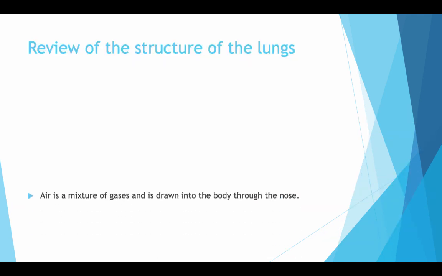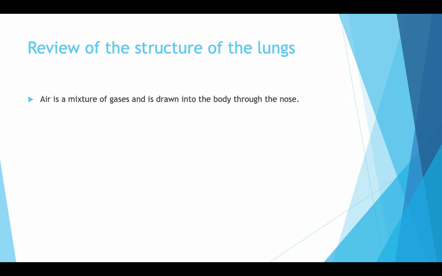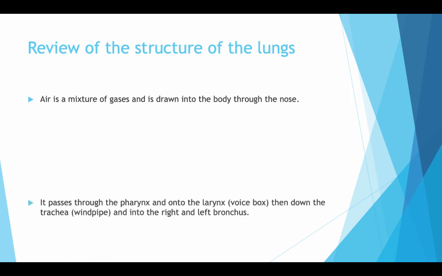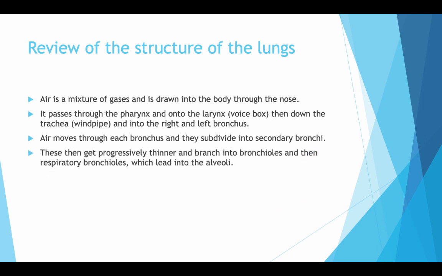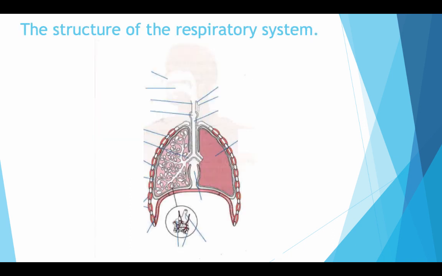Review of the structure of the lungs. Air is a mixture of gases and is drawn into the body through the nose. It passes through the pharynx and onto the larynx, and then down the trachea and into the right and left bronchus. Air moves through each bronchus and is then subdivided into secondary bronchi. These get progressively thinner and branch into bronchioles and then respiratory bronchioles, which lead into the alveoli.